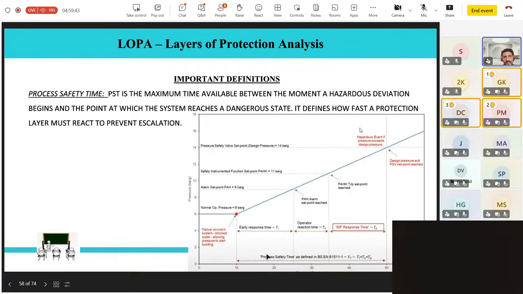So if you look at the process safety definition at the bottom, it is process safety time, as defined by IEC 61511. It is the total time, that is the sum of TI, T0 and TP. Basically, it is the early response time.